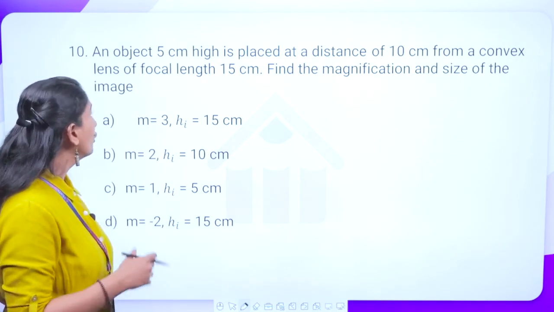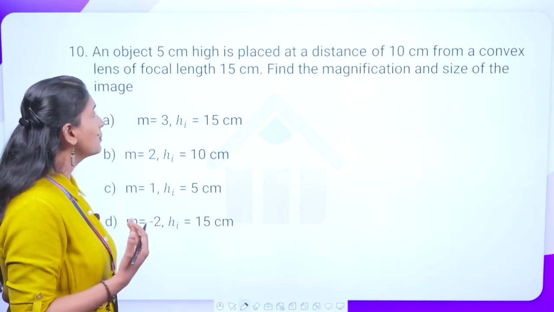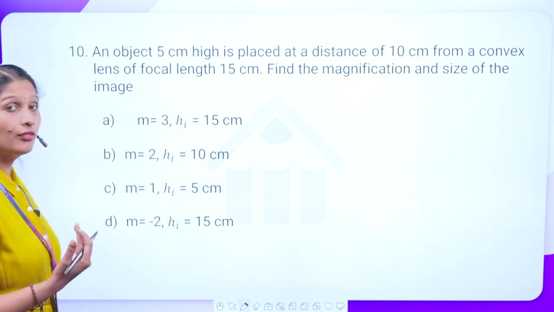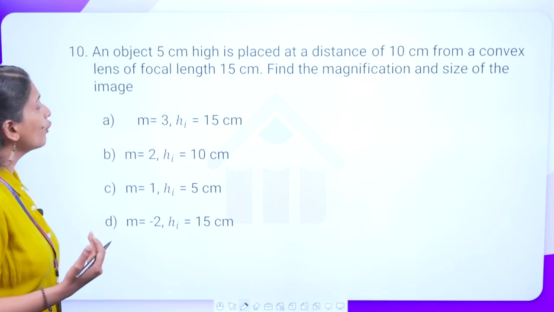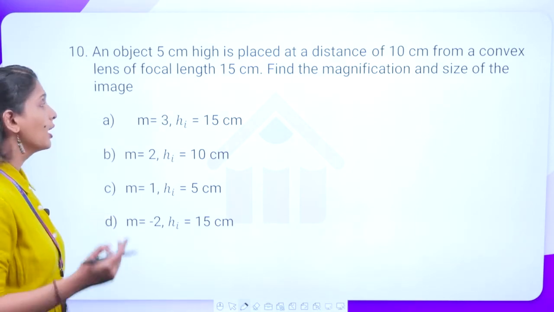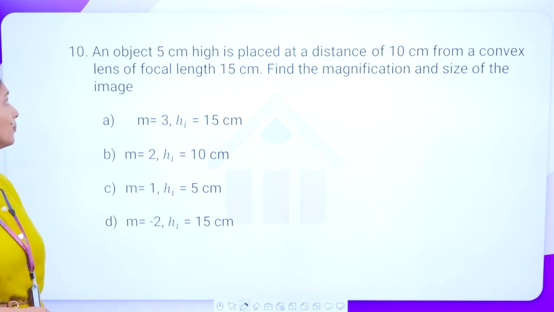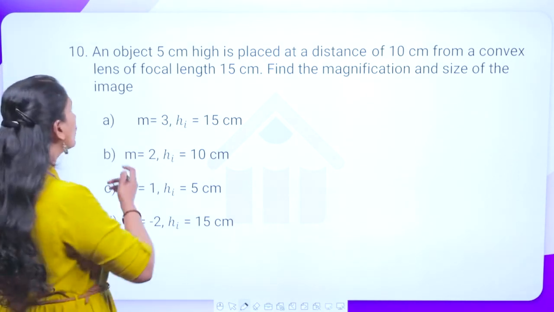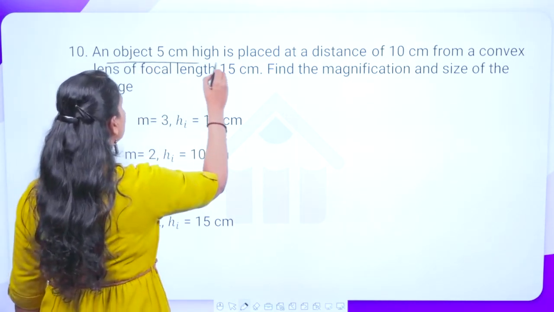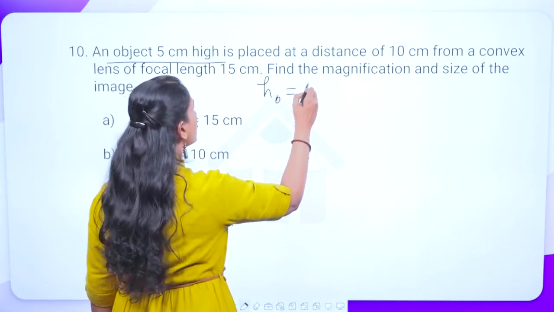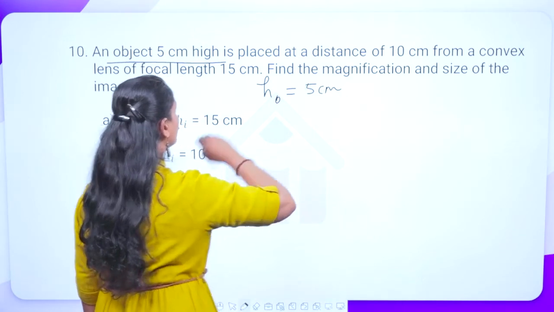An object 5 centimeter high is placed at a distance of 10 centimeter from a convex lens of focal length 15 centimeter. Find the magnification and size of the image. Okay. So, the first thing given is that the object is 5 centimeter high. That means height of the object is 5 centimeter.